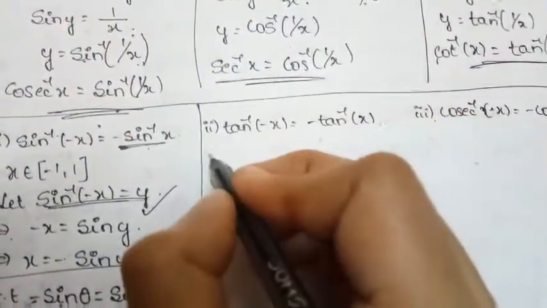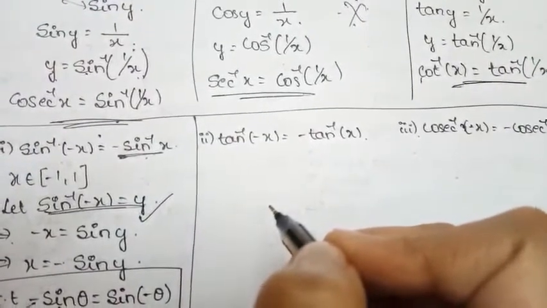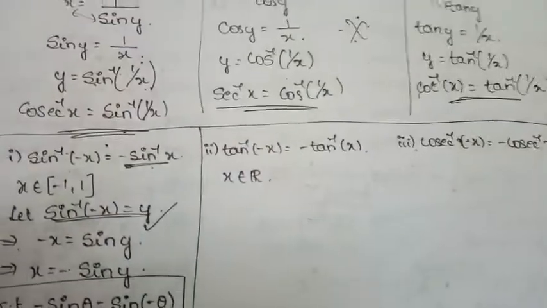Similarly, we have the next property, that is tan inverse of minus x is equal to minus tan inverse x, when x belongs to the set of real numbers.